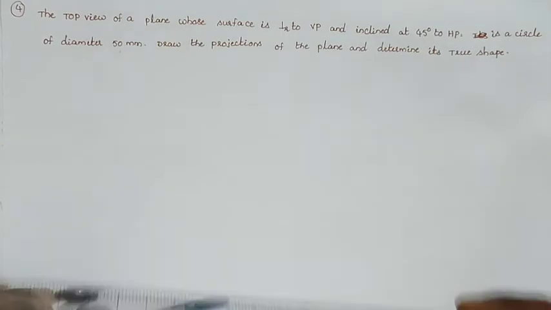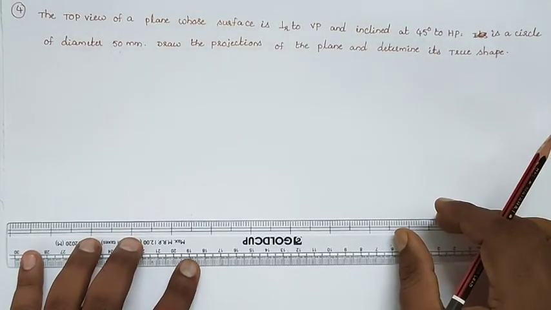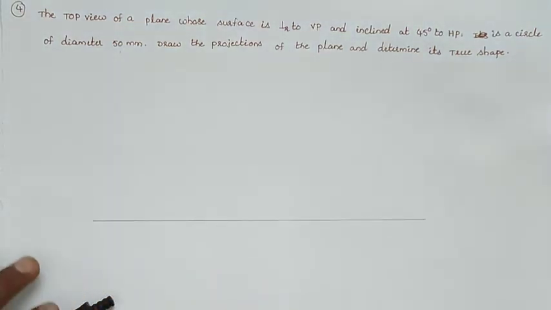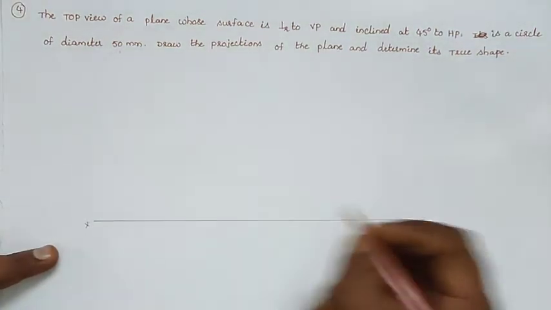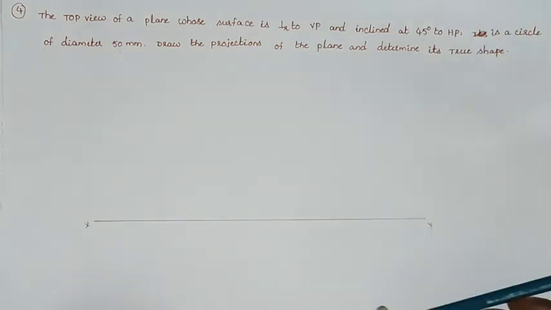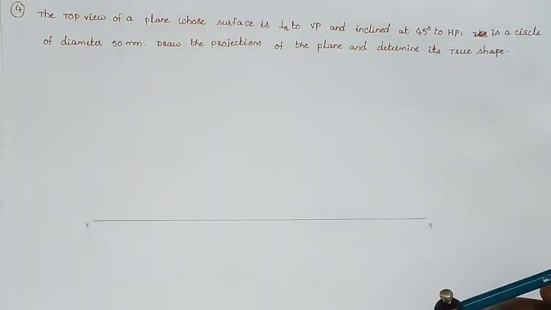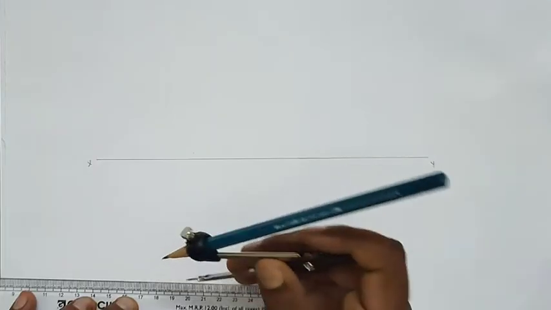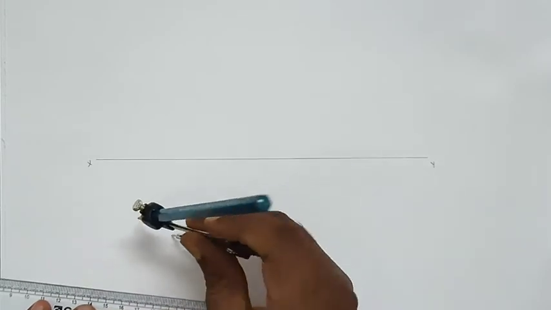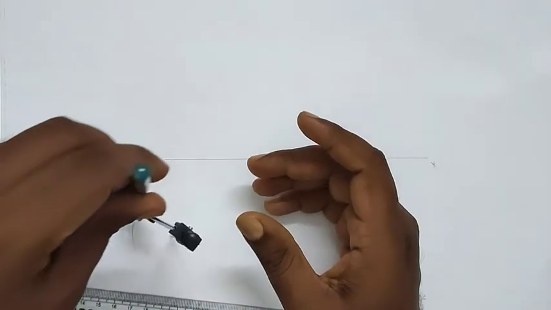I am drawing a circle as the first top view, and here the surface position is the same as the previous one. The plane surface is here also inclined with respect to the HP. I am drawing the first top view as a circle, because they are giving the top view is a circle of diameter 50. Take 25 mm and construct a circle.